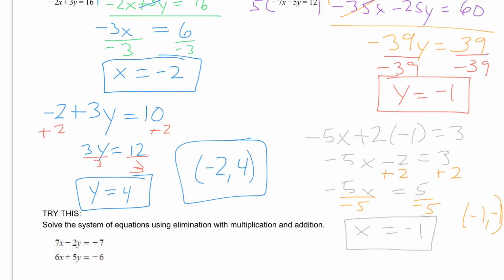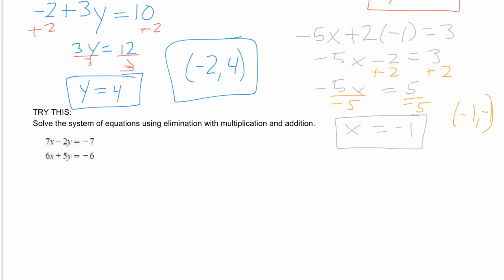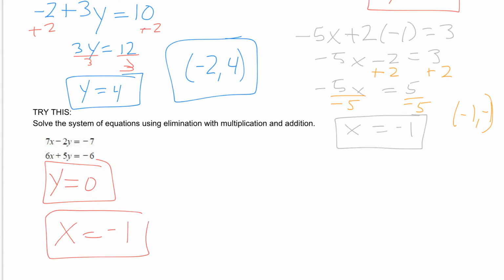Now what I'd like you to do is take a look at the try this. I'd like you to pause the video for a second, go through the problem, and then check your answer when you're done. If you did the try this correctly, you should get y equal to 0 and x equal to negative 1. If you did not get this, please raise your hand and I will come around and help you.